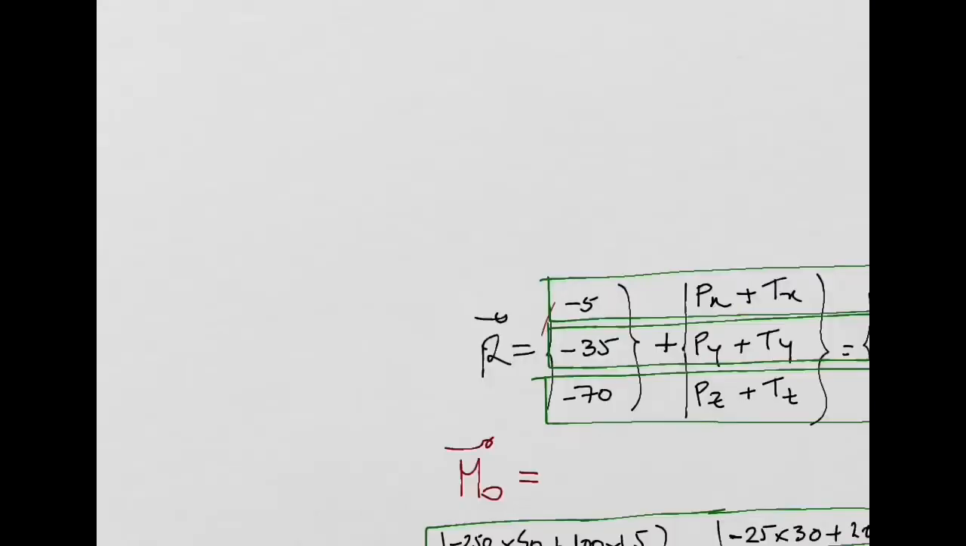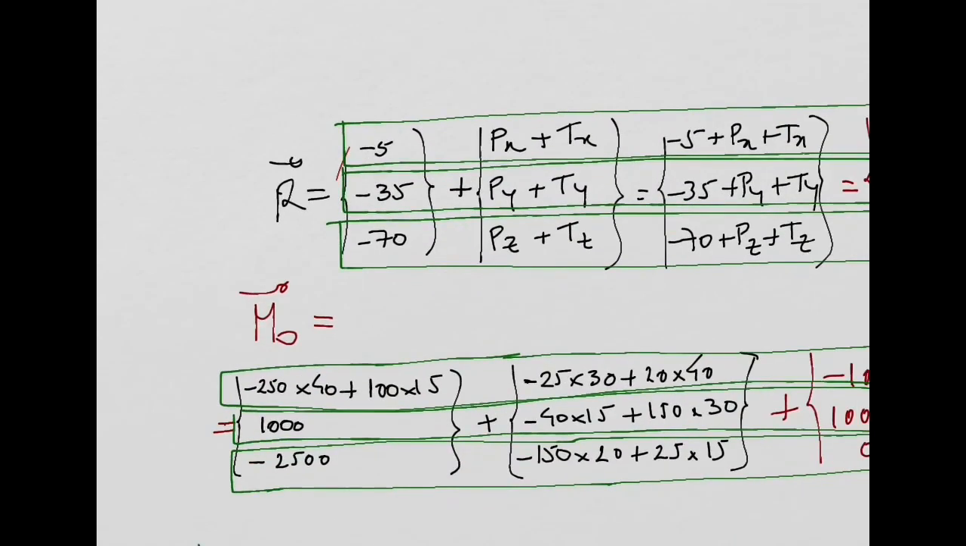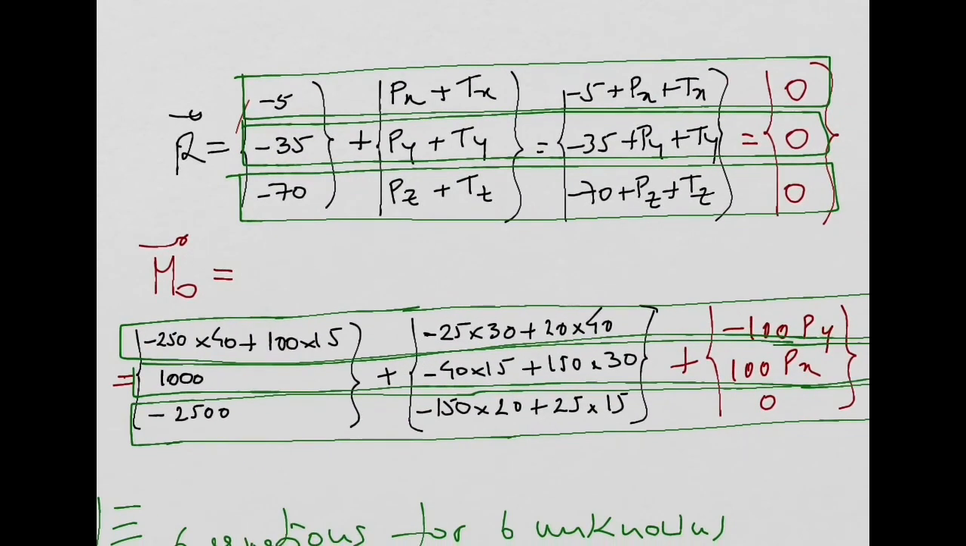And then after having that, what we say is that the resultant of the force is equal to 0, and summation of the moments about point O equal to 0. And then these are our equilibrium equations now. And we can find the unknowns, P and T.